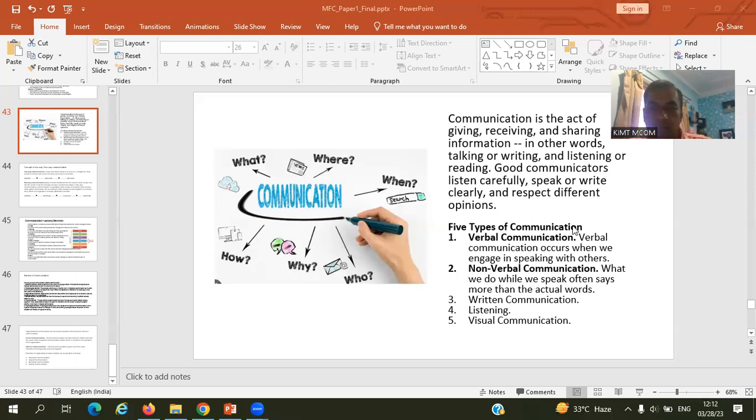There are different types of communication. Verbal communication is whatever you speak orally from your mouth. Verbal communication occurs when you are speaking to others. Suppose you ask someone something in conversation, that is verbal communication. You are instructing something to someone, that is verbal communication.